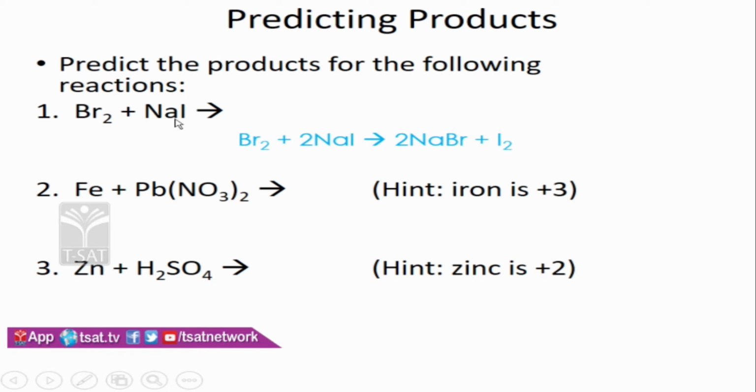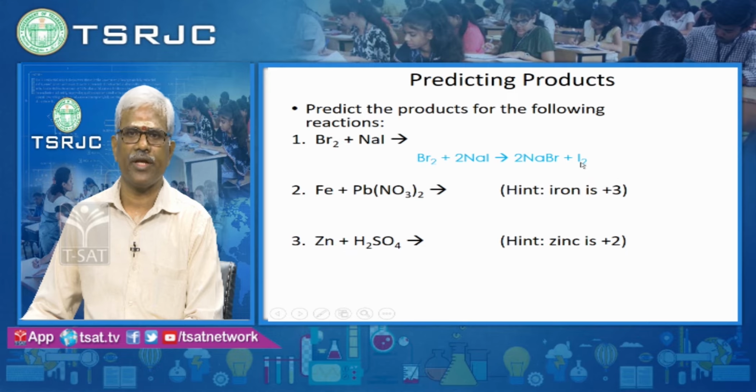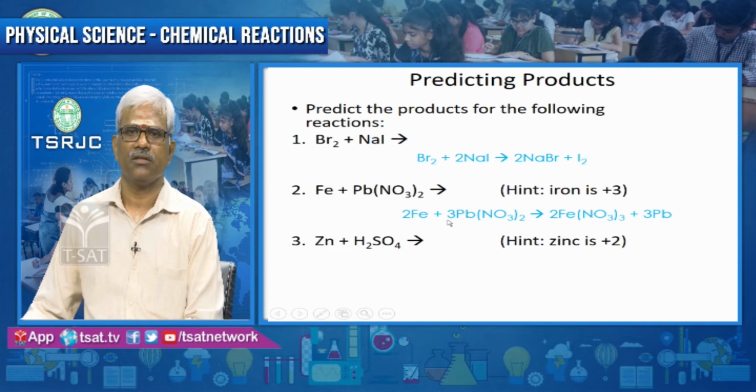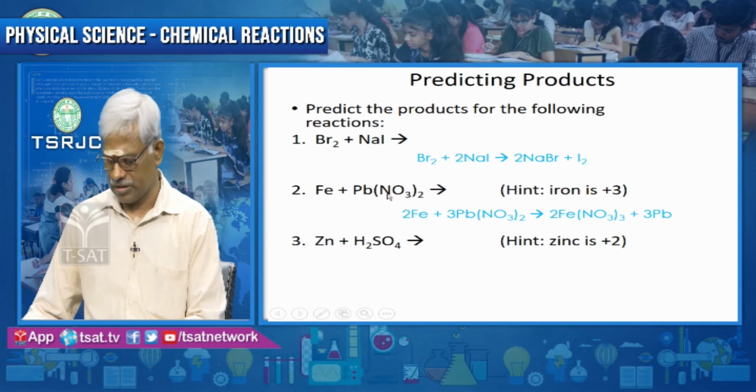See, bromine reacts with sodium iodide to give sodium bromide and iodine gas. Iron reacts with lead nitrate. So, iron reacted with lead nitrate to form iron nitrate and lead. Lead will be precipitated here. So, lead is replaced by iron, but iron actually replaced nitrate. Nitrate has been taken by iron. So, iron nitrate is formed in this equation. Lead remained as is.